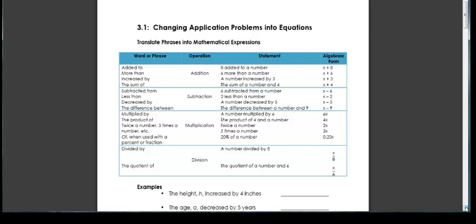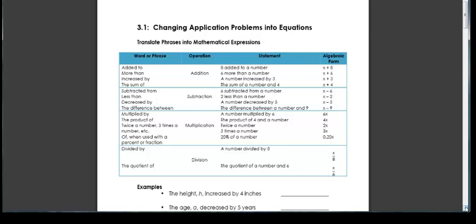But for 3.1, one of the first things that you have to learn to do in order to do word problems is to translate phrases into mathematical expressions. And so this table that I have made for you is to show you how to do that and which operation goes with which words whenever you're reading your word problem.